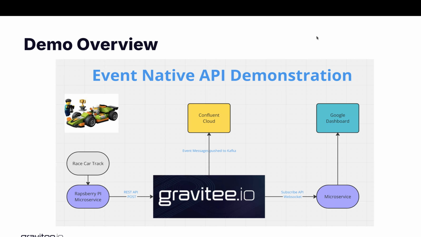So what we've got here is a slot car racing set, and I'll show you this racing set in a second. The racing set is going to send messages, lap times, via a Raspberry Pi, and it's going to post those API messages into Gravitee, which is going to land those messages into Confluent Cloud. And then we're going to have another application which is subscribing to that Confluent Cloud topic and publishing those lap times into a Google dashboard. So let's now see if we can explain that very quickly.